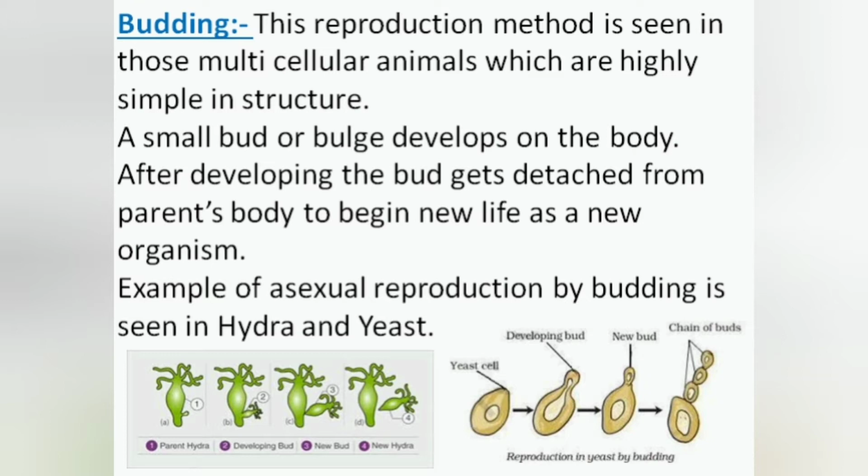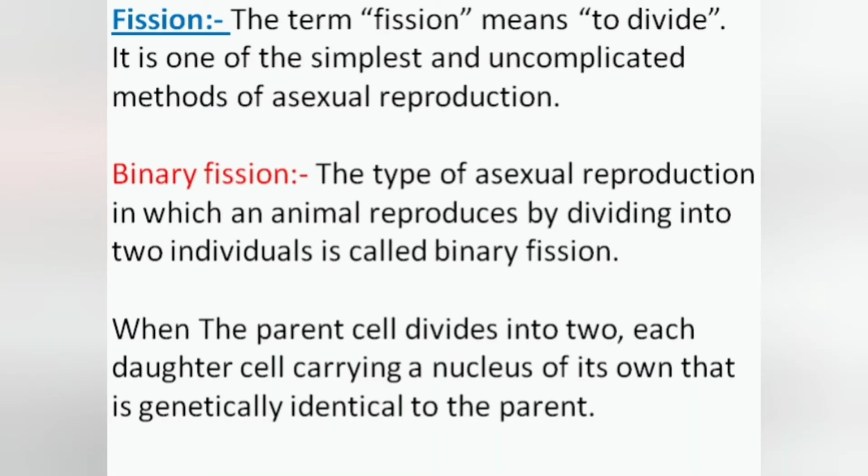Students, now we will study fission. The term fission means to divide. It is one of the simplest and uncomplicated methods of asexual reproduction. Fission has mainly two types. The first one is binary fission and the other one is multiple fission.